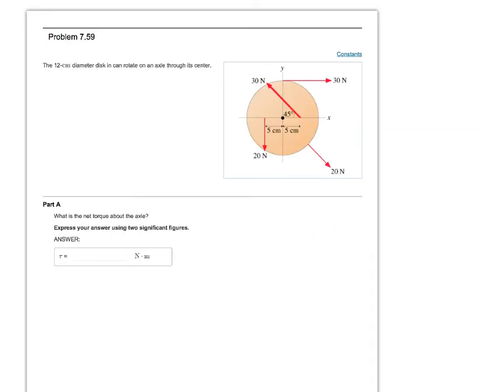For this next problem, we have a variety of forces acting on a disk. And we want to go ahead and find the net torque on the disk because of the forces. So I'm going to go ahead and number these forces here, 1, 2, 3, and 4, and I'm going to find the torque from each one.